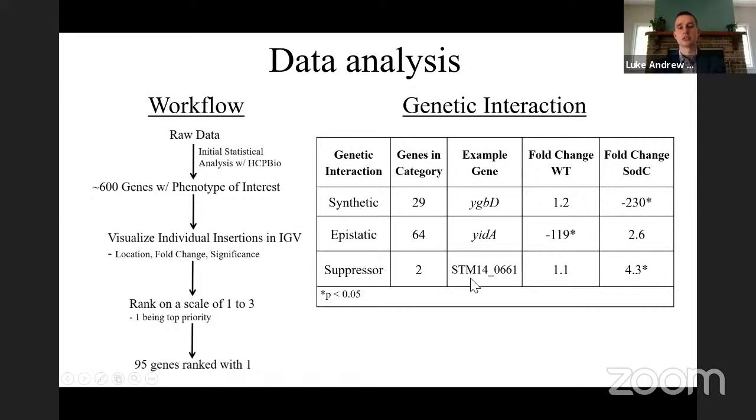I didn't introduce the suppressor phenotype earlier in my talk, but the way this can be explained is that insertions in this gene had no phenotype in a wild type background and actually had significantly increased virulence relative to the rest of the population in the SOD-C background. So suppressor, suggesting that this is suppressing the phenotype of a SOD-C1 defect.